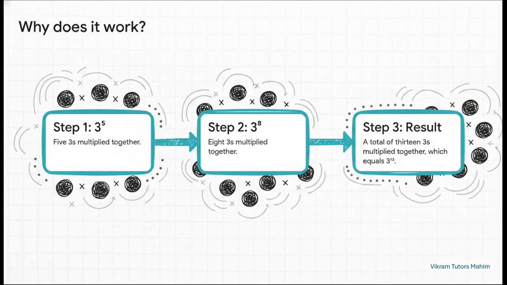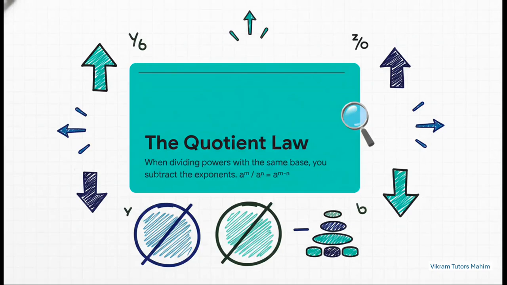3 to the 5th is literally just 5 3's multiplied together, and 3 to the 8th is 8 3's multiplied together. So when you multiply those two things, you're just putting all of the 3's together in one long line. And how many are there in total? 13! The rule isn't magic, it's just a much faster way of counting. Now let's move on to the next rule, and see how this all connects.